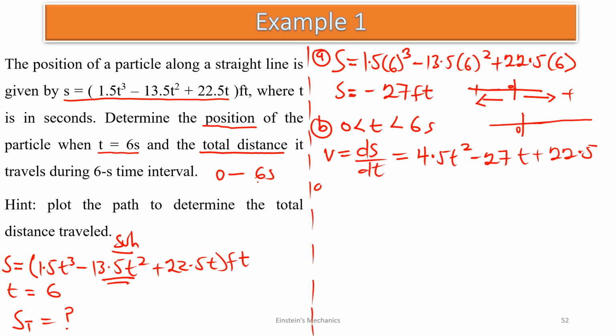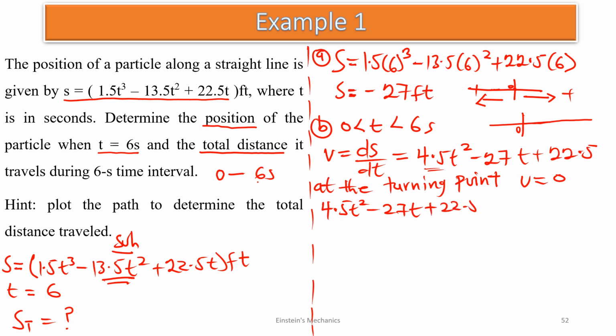So we are saying at the turning point, we are going to look at the point at which the particle is going to turn. Then v is equal to 0. So if I equate this to 0, it is going to be 4.5t^2 - 27t + 22.5 = 0. This is a quadratic equation. When you solve, you are going to get t = 1 and t = 5. So at 1 second and 5 seconds, there was a turning of the particle.